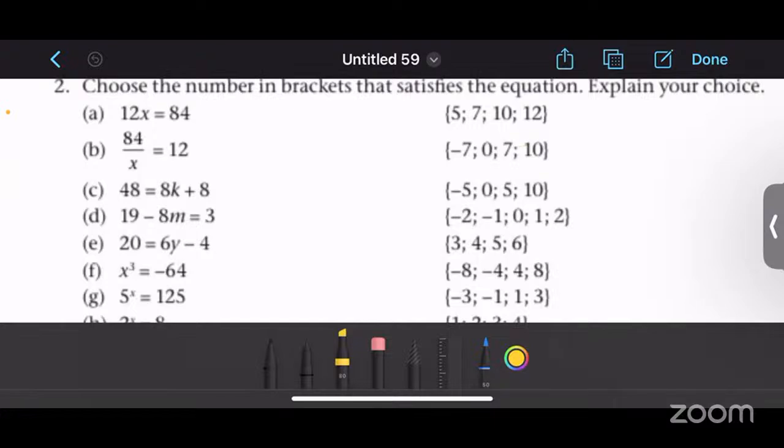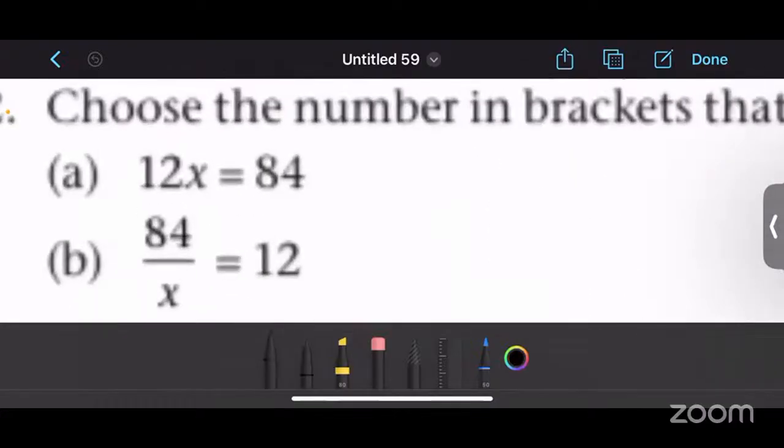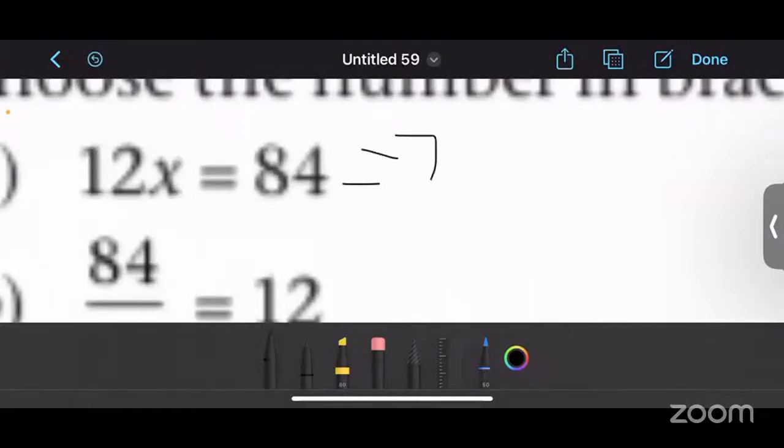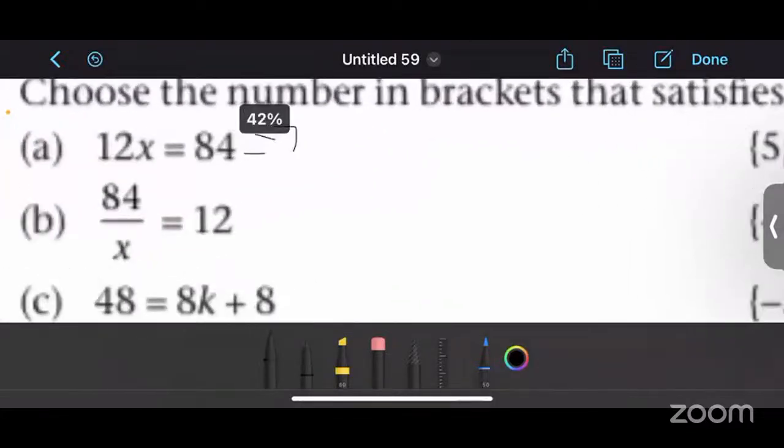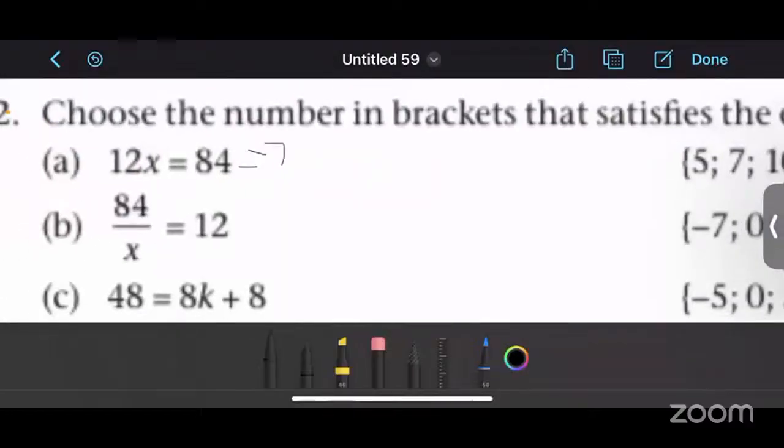12x is equal to 84. What did you do? Ma'am, I said 12x divided by 12x, then 12x divided by 12. Then I said 84 divided by 12. My answer is x equals 7. X is equal to 7. What's happening with 7 is, today is the 7th of June. What's happening on the 7th? Okay.